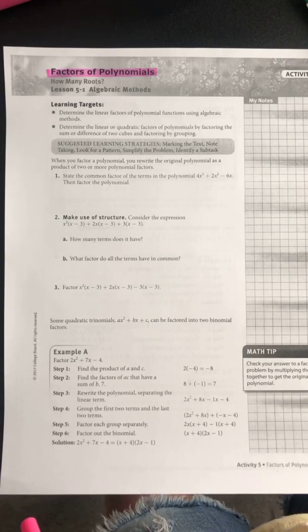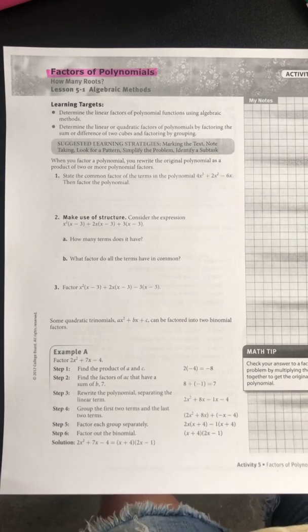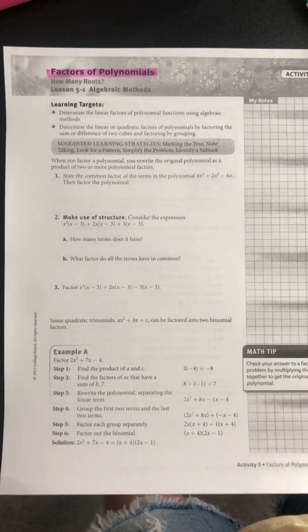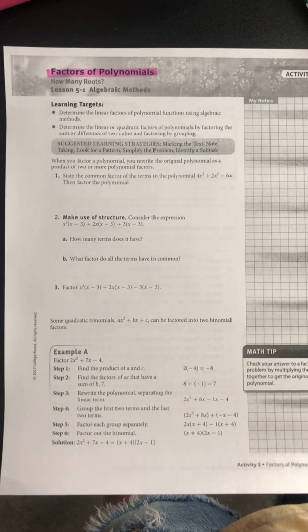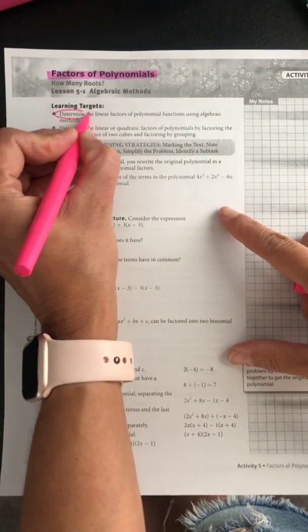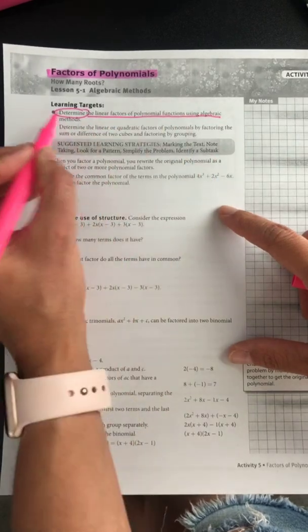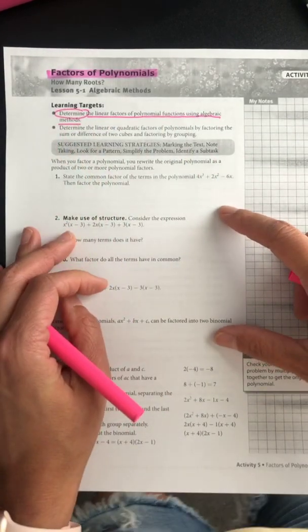You're going to learn a new method today on factoring polynomials, and that method is going to carry you through as you keep going with math. Now, if this is where you're ending with math and this is the last method you ever need to learn, and you're done. But this is the method that you're going to have to use for these, okay? So keep that in mind. We're going to determine linear factors of polynomial functions using algebraic methods. So we're going to be using some algebra today.